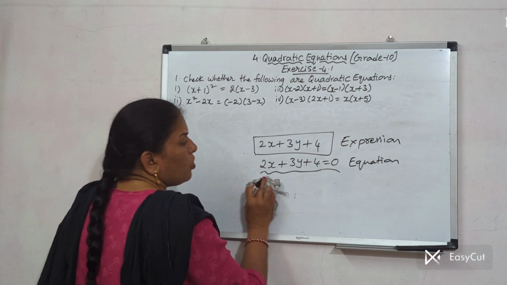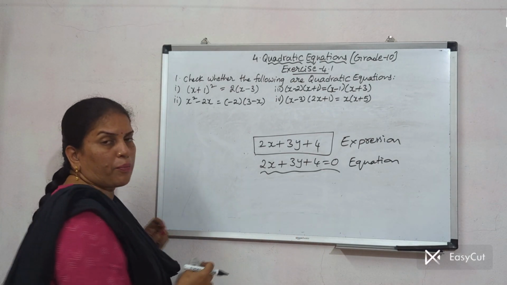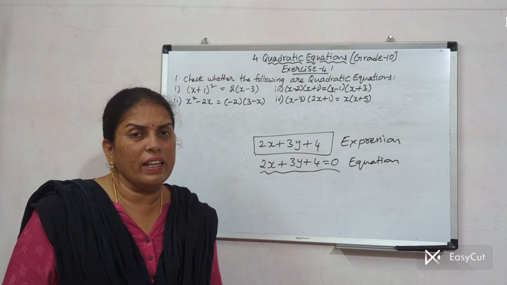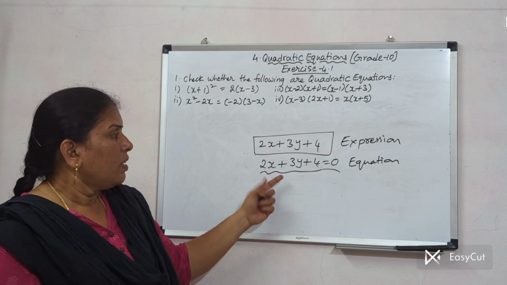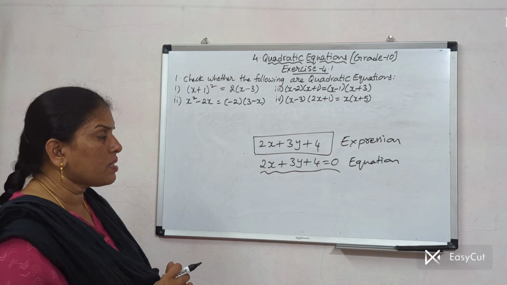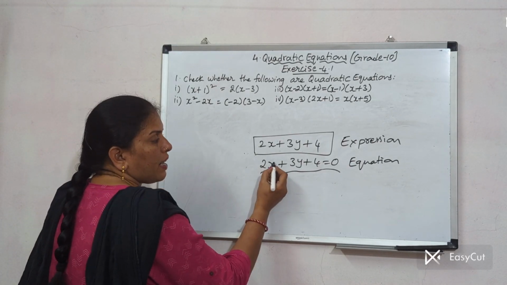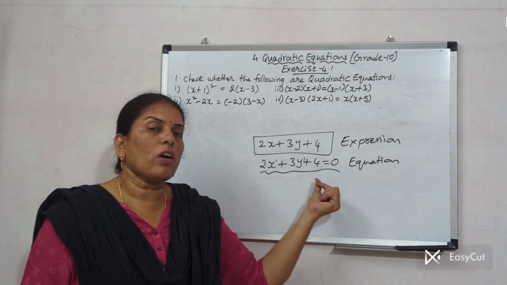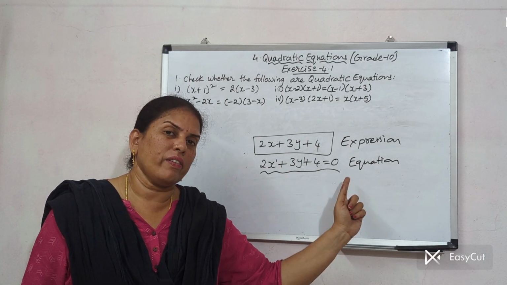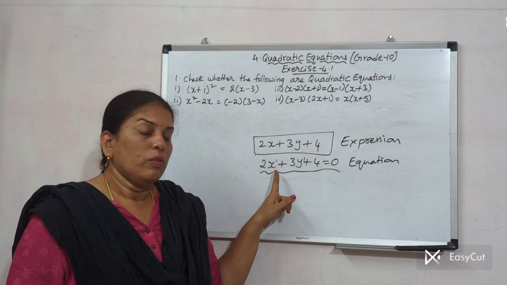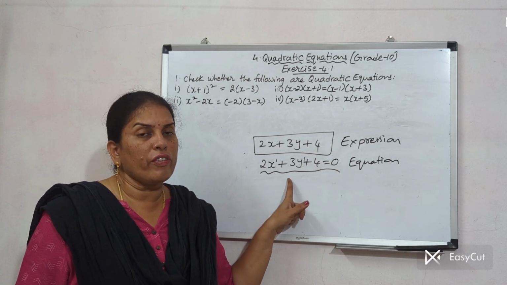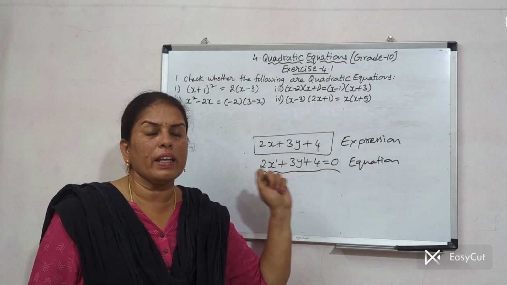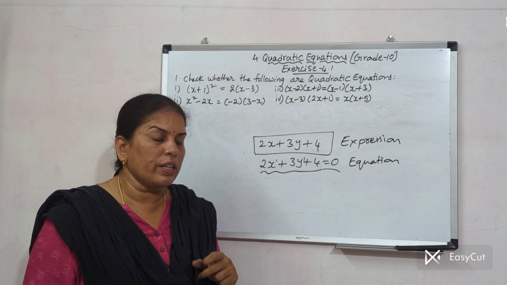Okay. Now, what is a quadratic equation? Before that, what is a linear equation? See here, in this equation, what are the exponents? Here the exponent of x is 1, here the exponent of y is 1. So, we will call it a linear equation. Why? Because the exponents of the variables are equal to 1. So, it is called a linear equation. All of you understood, children?